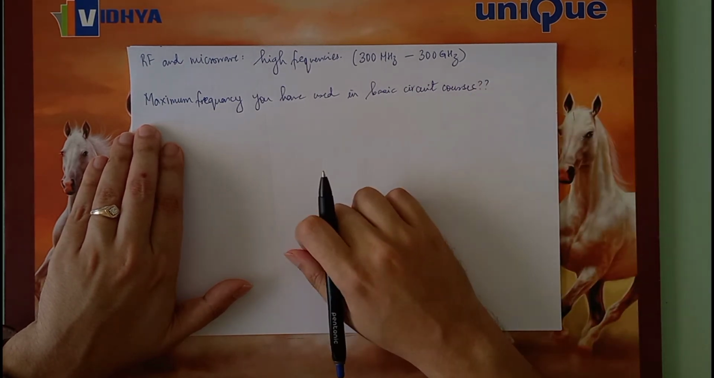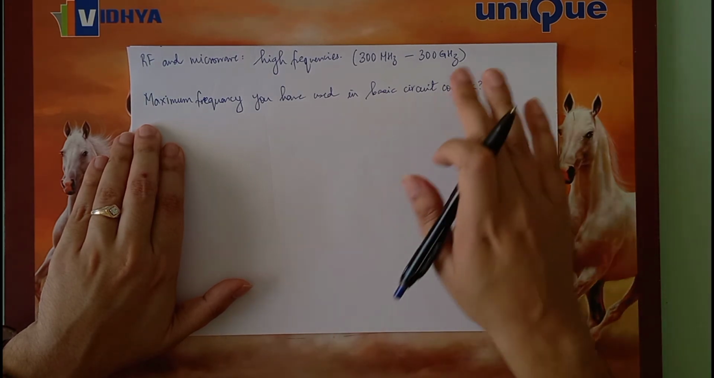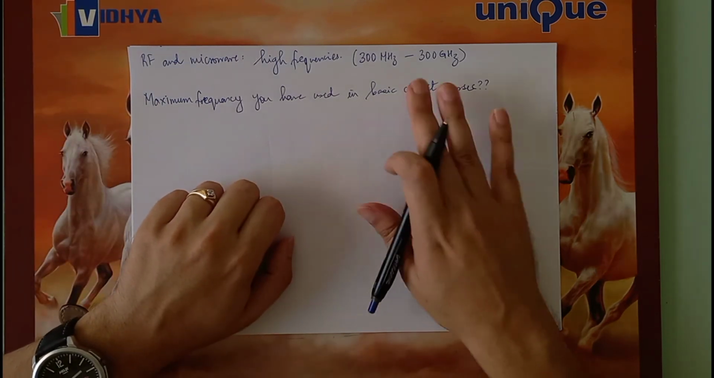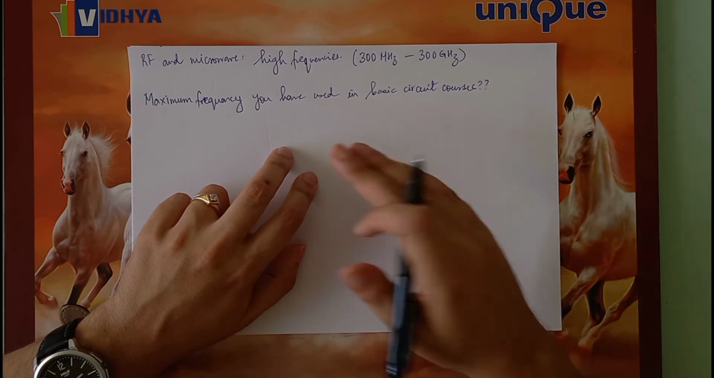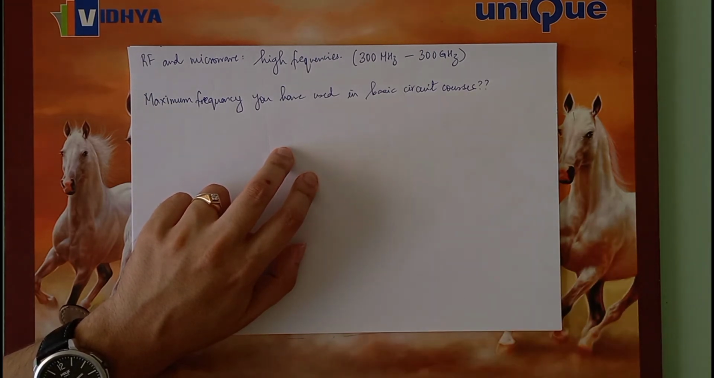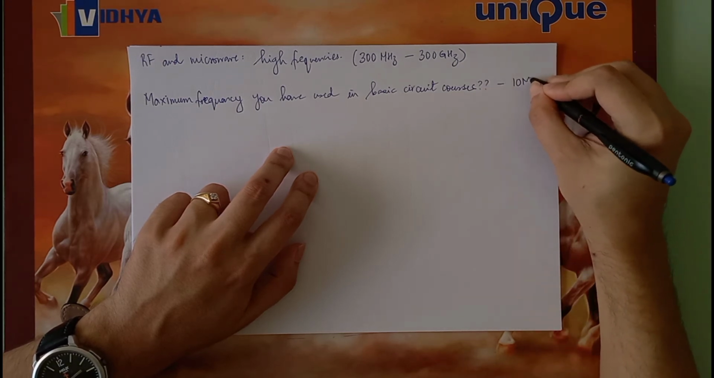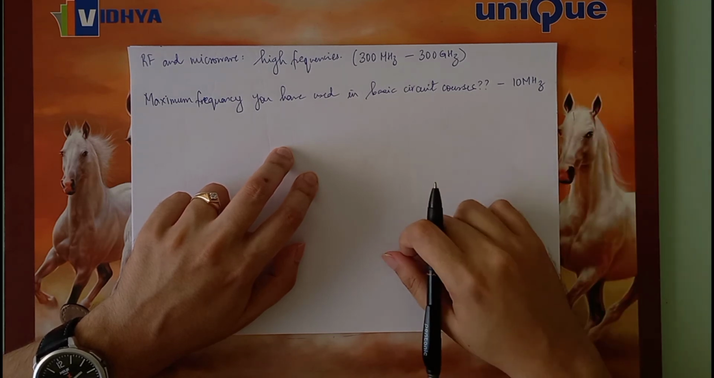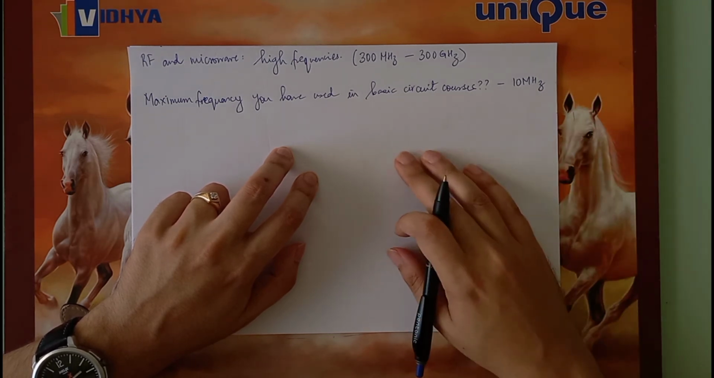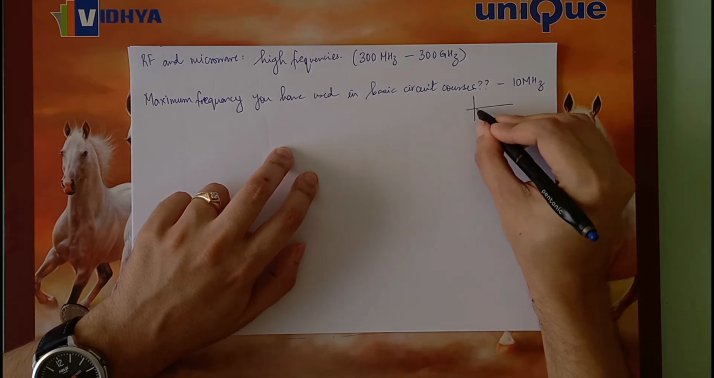In the lab, you will notice that the signal generators that are commonly used in the basic circuit labs have their maximum frequency limited up to maybe 1 megahertz, 2 megahertz, or at the most 10 megahertz. So let us say the maximum frequency that one can use in the basic circuit course is 10 megahertz. So suppose you have a sinusoidal signal of frequency 10 megahertz, which looks like this.